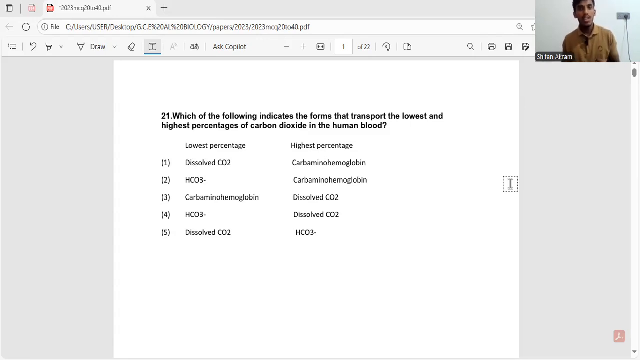And the lowest form occurs as dissolved carbon dioxide, which means carbon dioxide doesn't bind or react with anything. When carbon dioxide comes out of the tissues into the blood, it is transported through the blood as carbon dioxide. So that's what dissolved carbon dioxide is, and that is the lowest form. On average, about 7% of carbon dioxide is transported as dissolved CO2. And the correct answer is the fifth one, because the highest percentage is bicarbonate and the lowest percentage is dissolved carbon dioxide.